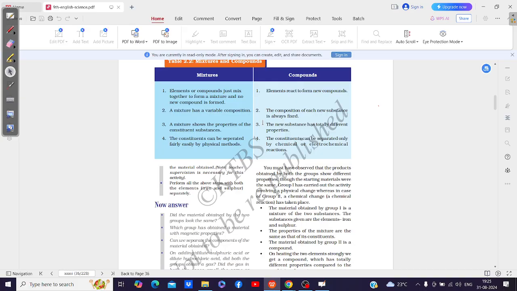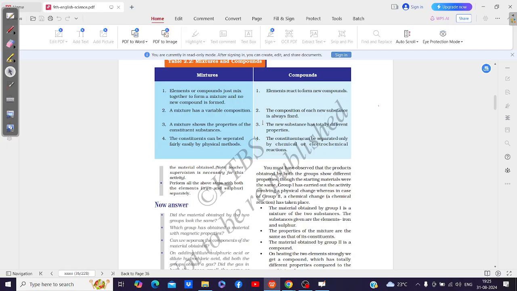A mixture has a variable composition. Compounds: the composition of each new substance is always fixed.